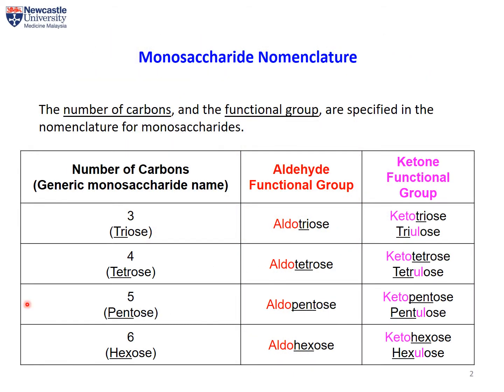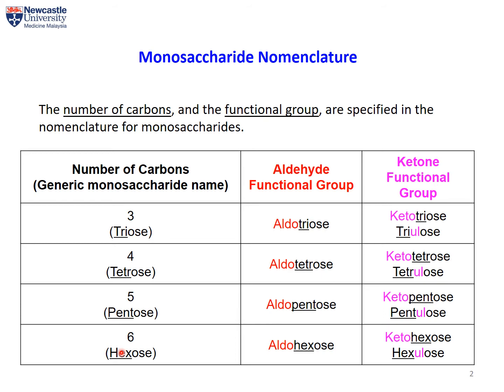Carbohydrates is a very diverse group, so it is important to name them correctly to avoid any confusion. And this is how we should name monosaccharides correctly according to the IUPAC convention. First of all, we will look at the number of carbons. So if a monosaccharide is having 3 carbon, it is called a triose. For 4 carbon, tetrose, 5 carbon, pentose, or 6 carbon is a hexose.